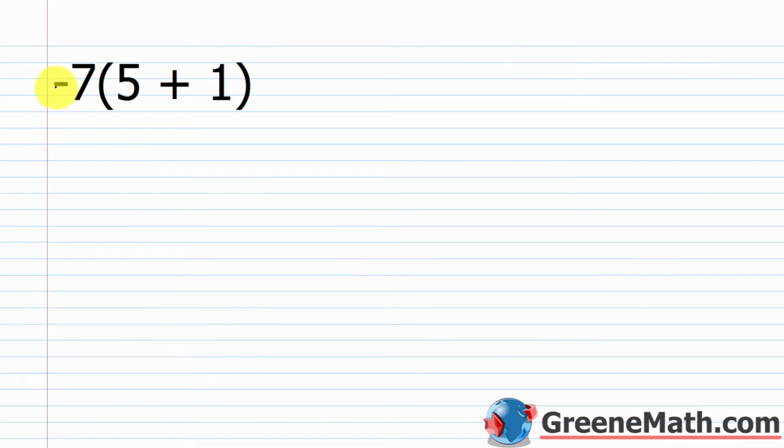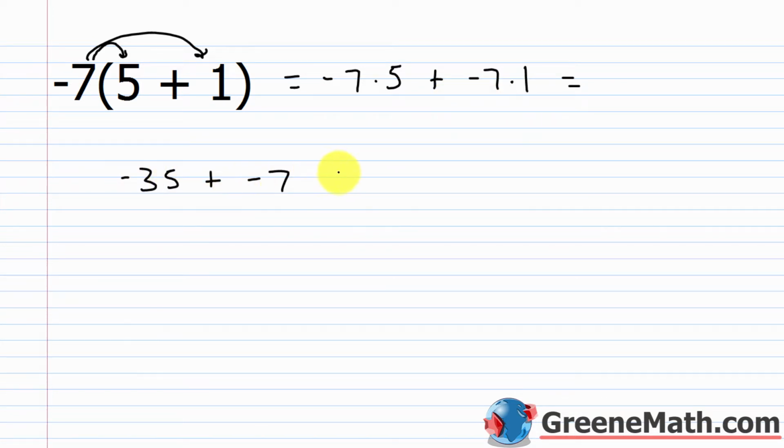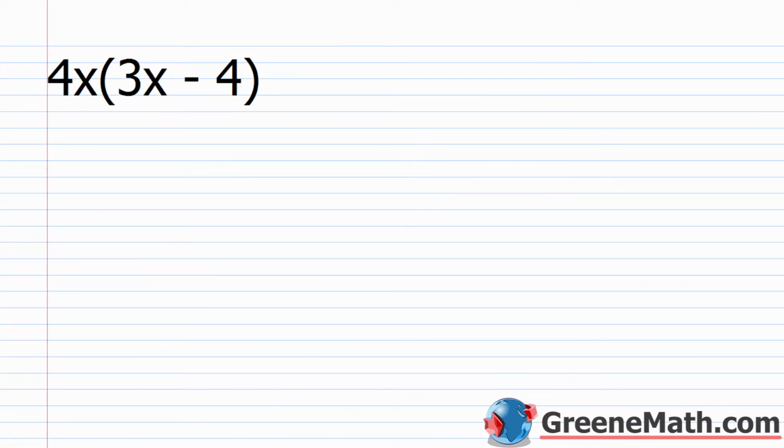As another example, if I have negative 7 times the quantity 5 plus 1, again, I can remove the parentheses by multiplying negative 7 times 5, plus negative 7 times 1. So negative 7 times 5 is negative 35, plus negative 7 times 1, that's negative 7. And this gives me negative 42. Again, I could have found the same thing by just saying, okay, 5 plus 1 is 6. Negative 7 times 6 is negative 42. So at this point, we should be very familiar with the distributive property since we've been using it all throughout Algebra 1 and most of pre-algebra.